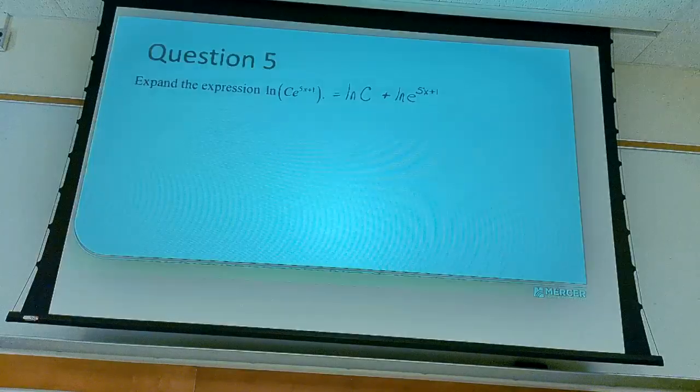Can we keep going? How? With the sum, product, or I mean the power element. Okay, I agree. So what would you write? I would write the 5x plus, oh wait, no, ln c. And then I would write plus the natural log of e to the 5x plus 1.